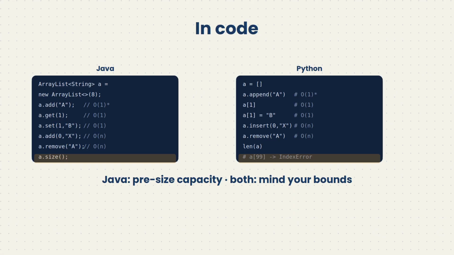Two quick tips. In Java, if you know roughly how many elements you will store, pass an initial capacity to avoid repeated resizing. And in both languages, accessing an index outside the current size raises an error.